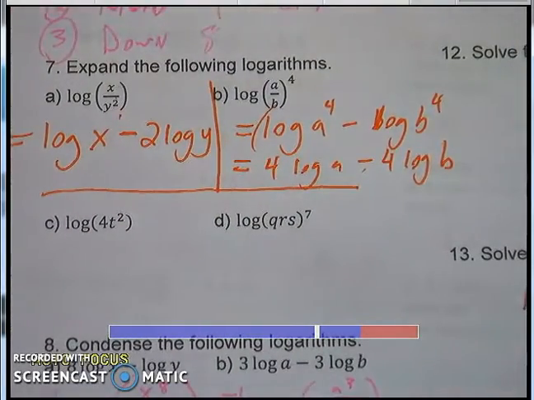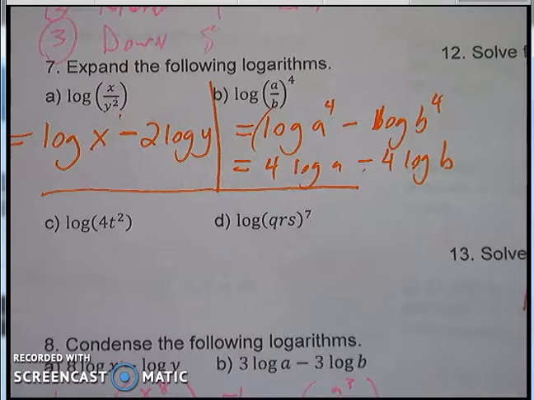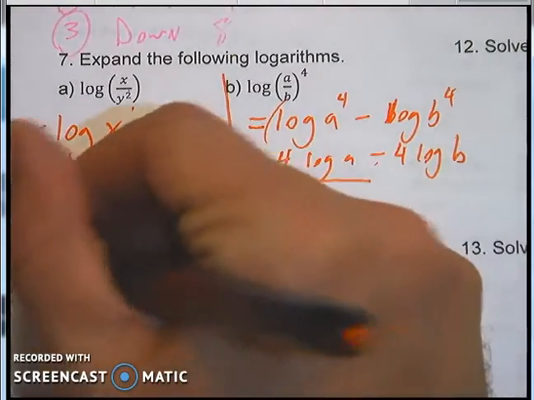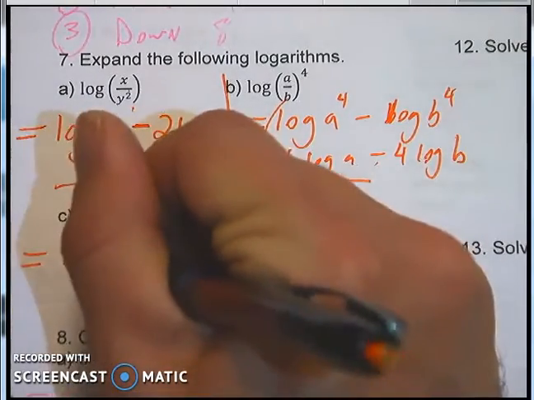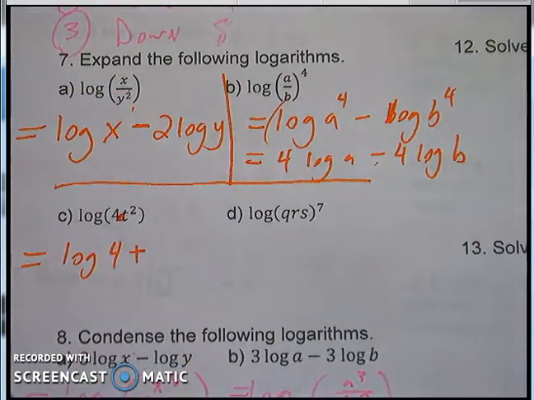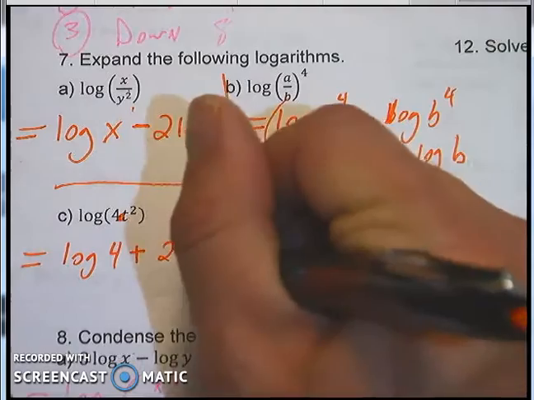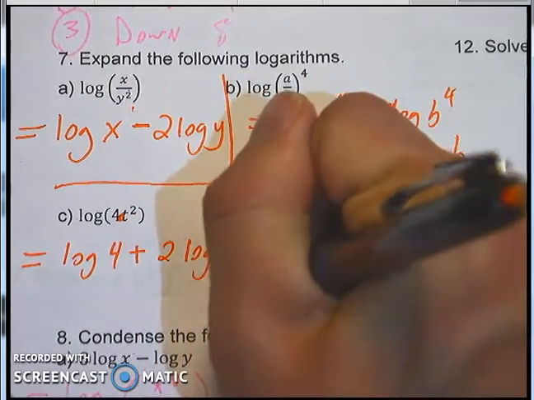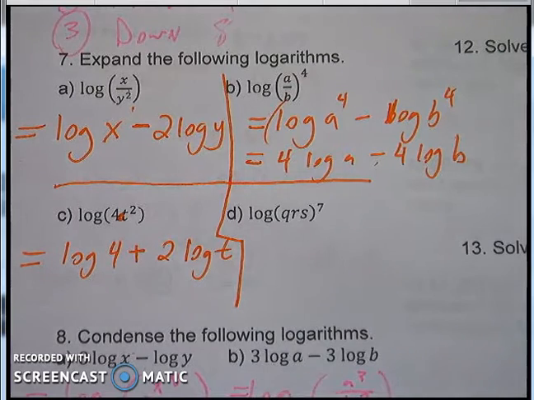So those two were both expanding by subtraction. These next two we're going to expand by addition, because that says 4 times t squared. And this one says q times r times s. So on this one, we're going to make it log 4 plus, because that's multiplication right there, 2 log t. You can just take the exponent and move it out front.